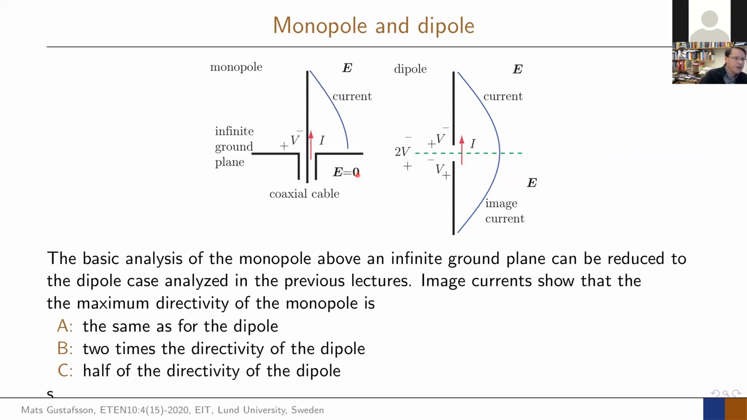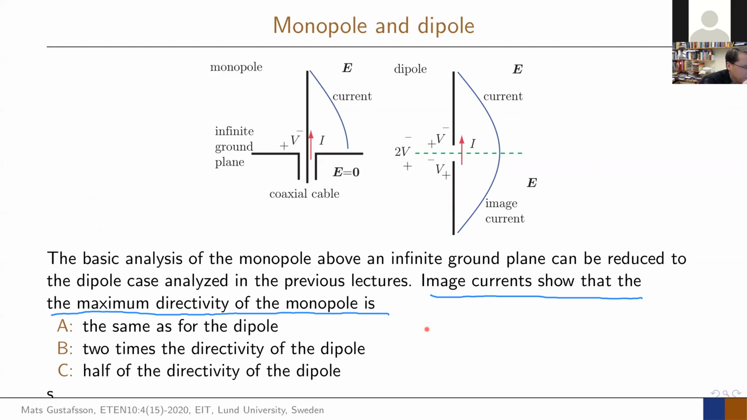So if you now ask again, what's happening in these cases? We make a small poll here again, and we ask the question: this image current, what does it show? It shows that the maximum directivity of the monopole is A, the same as the dipole, B, 2 times the directivity of the dipole, or C, half the directivity of the dipole.